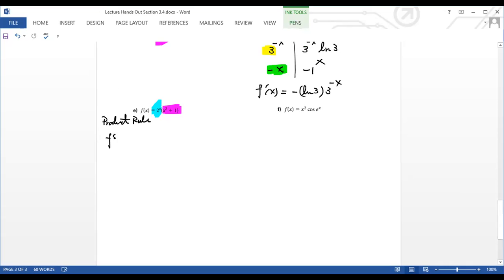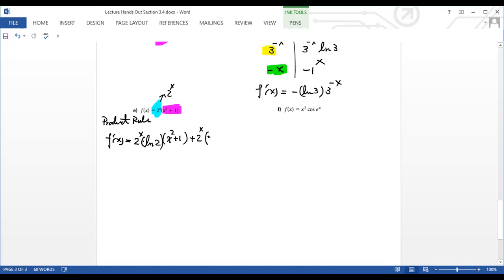So f prime x will be, take the derivative of the first one. Oh, first one is 2 to the x. So the derivative will be what? Will be itself, 2 to the x. And because the base is not e, what do I need to do? I need to times the natural log of what? Natural log 2. Then you need to times the second term unchanged, x squared plus 1. Correct? All right. Then plus you hold the first one, you take the derivative of the second one.